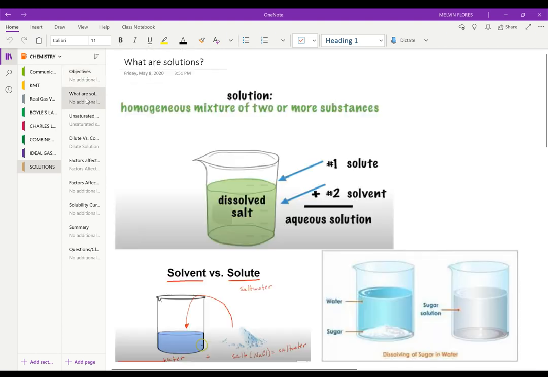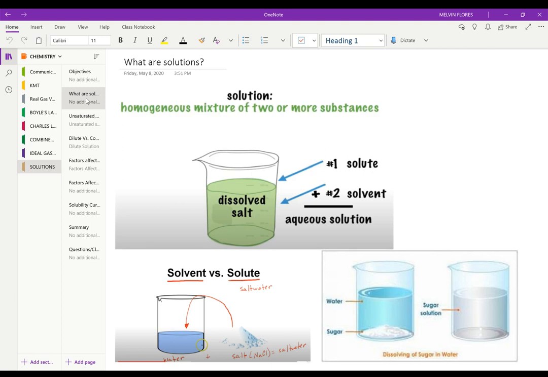First, let's define solution. A solution is a homogeneous mixture wherein there are two or more substances involved. We call them the solute and the solvent. The solute is the one that is being dissolved in the solvent. Generally, the solvent is the one that dissolves the solute.